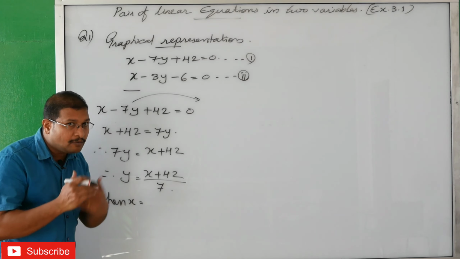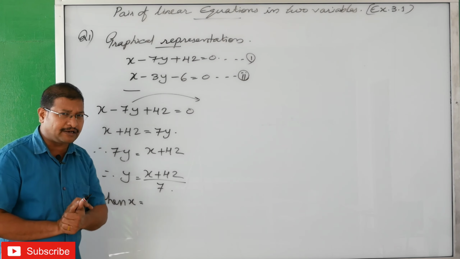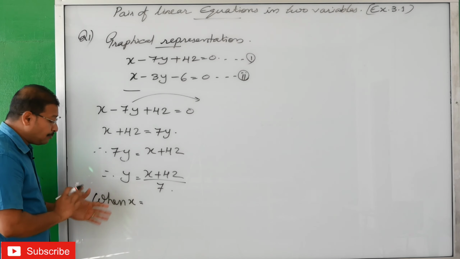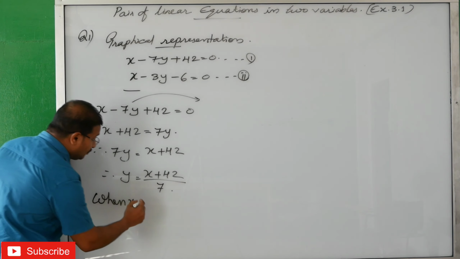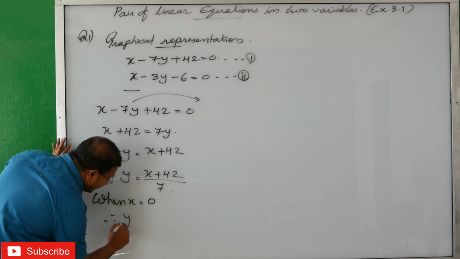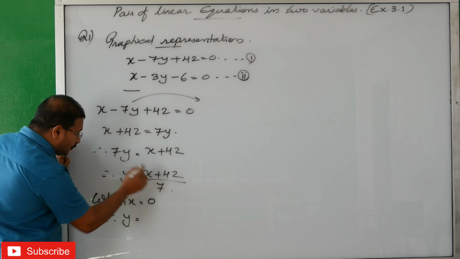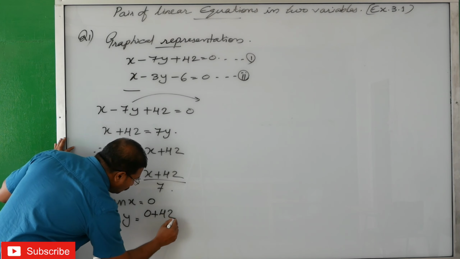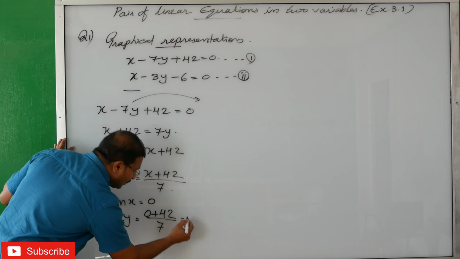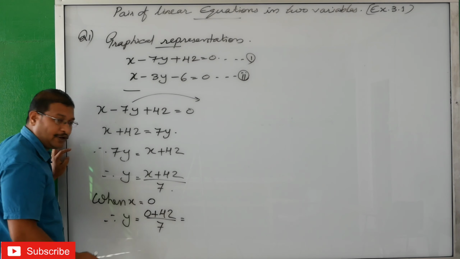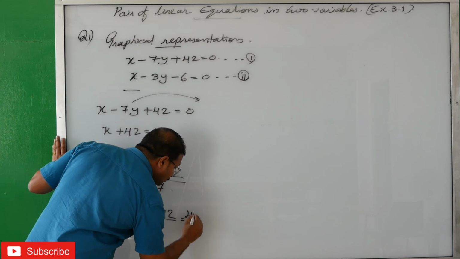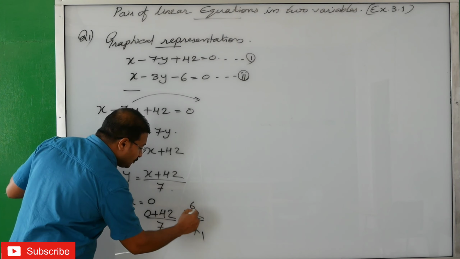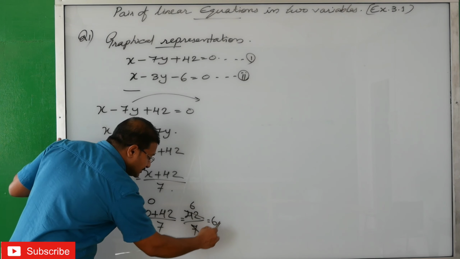For that what will you do? Practice more. I think some of you know already from the lower classes. Otherwise, you need to practice, then you will understand. So I am putting 0 directly now. When x equals 0, therefore y equals, what will happen? In place of x, we will put 0. That means 0 plus 42 by 7 equals 0 plus 42, that means 42. 42 by 7. 7 ones are 7, 7 sixes are 42. So we got a perfect number, that is 6.